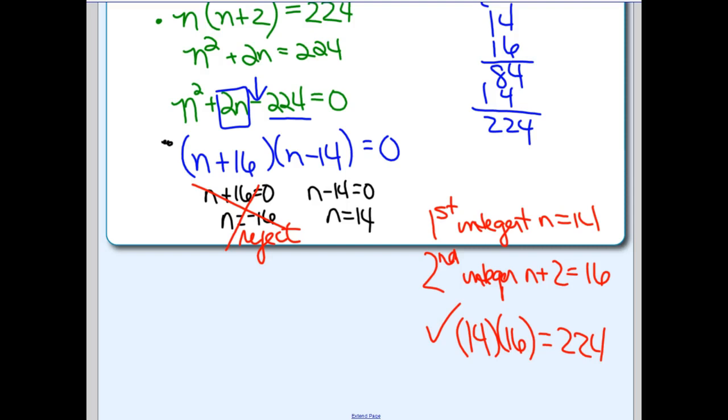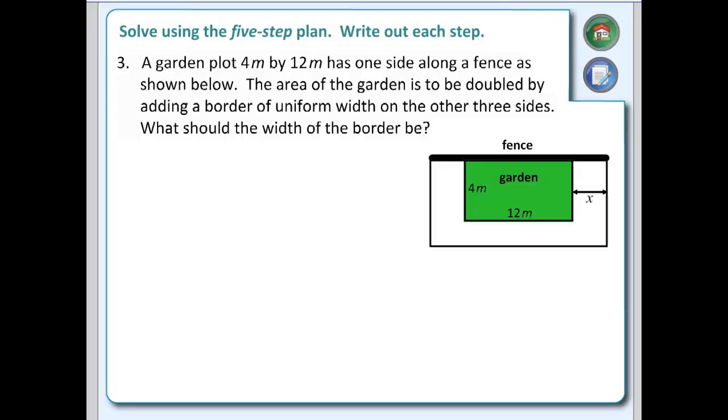Okay, now we've got one more story problem to look at. And this last story problem has a diagram. It says solve using the 5-step plan, write out each step. It says we have a garden plot, and that garden plot is 4 meters by 12 meters. If you look at my diagram, that's the green area in my diagram. And it says that it has one side along the fence as shown below. Now, here's what we want to do. We want the area of the garden to be doubled by adding a border of uniform width on the other 3 sides.